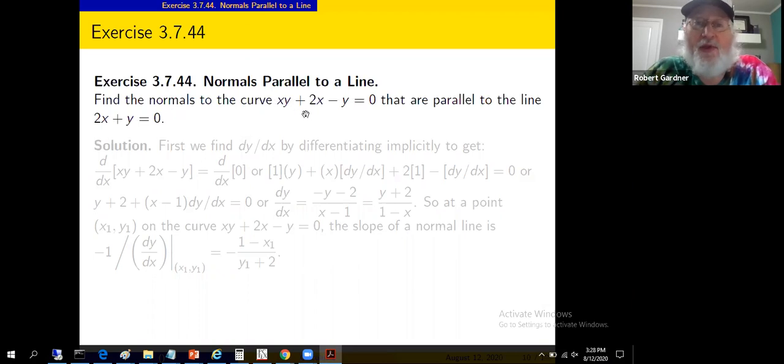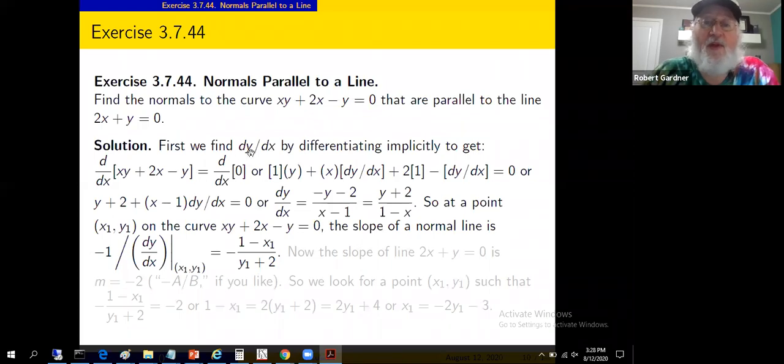They want normals to the curve. Okay, so we'll take the derivative. That'll give slopes of tangent lines. We'll need a negative reciprocal of that to get slopes of the normals. And then we'll want those slopes to be parallel to the line, the same as the slope of this line. So it's nothing fundamentally new, it's just information presented in a different way.